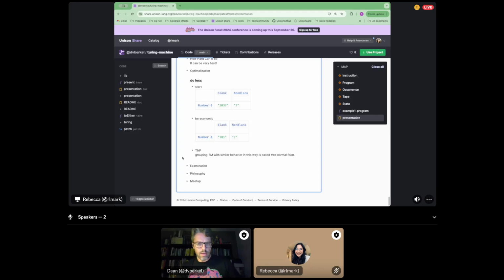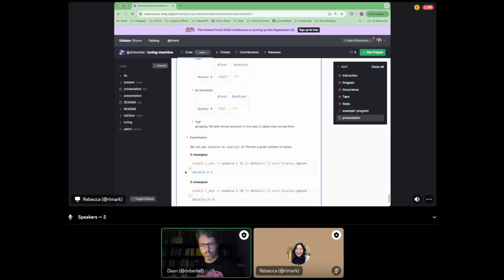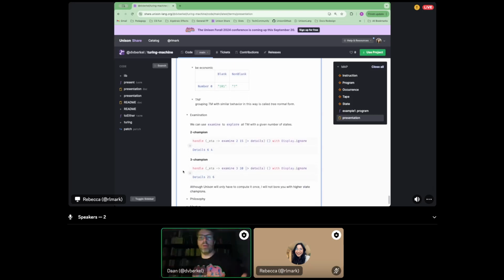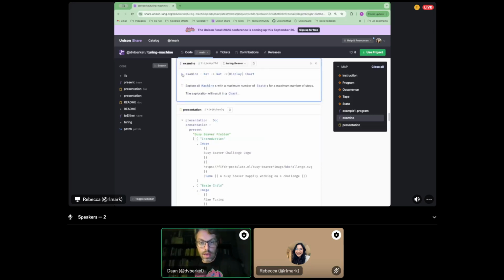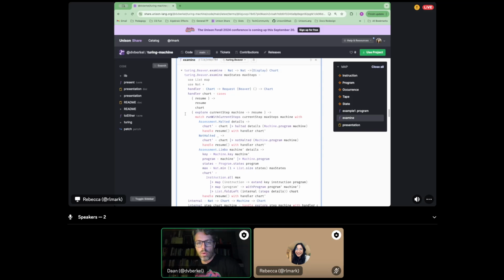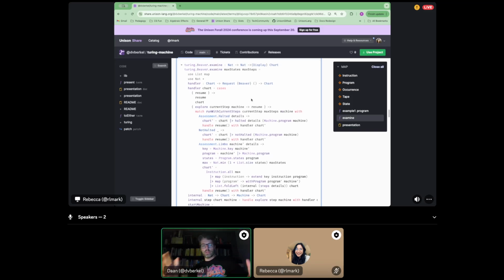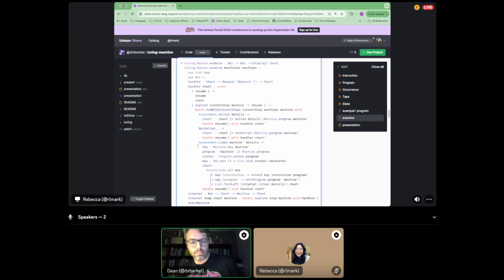What you can do is examine a machine for a number of steps, and if you unfold the definition of examine, this is basically using the tree normal form of a program to explore a machine.